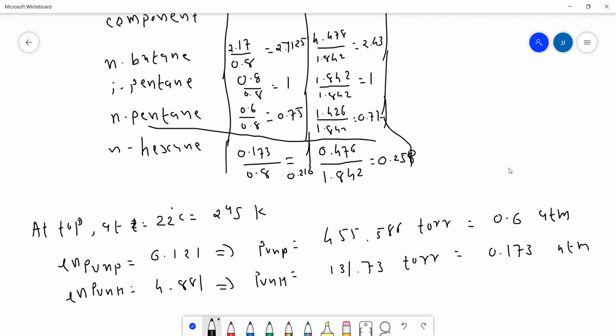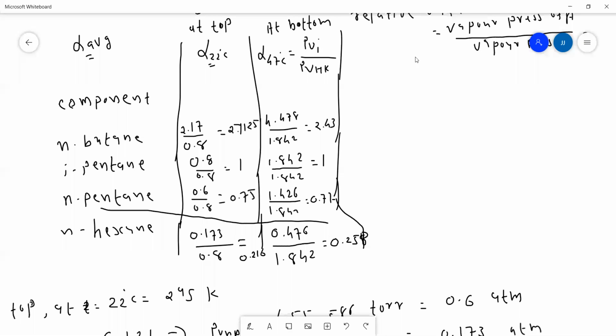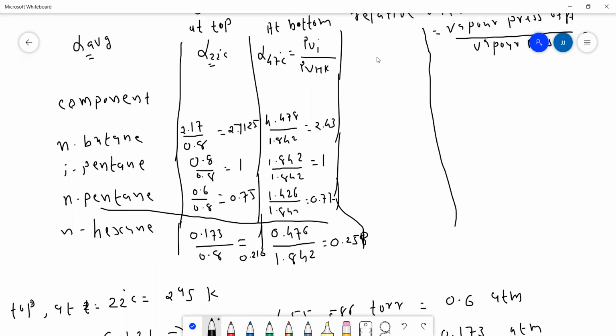So we have determined the relative volatility at the top and bottom temperatures. And in this equation, we require the average relative volatility, alpha average. So let me write here alpha average equal to the square root of alpha at top multiplied by alpha at bottom.